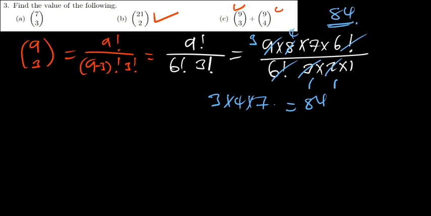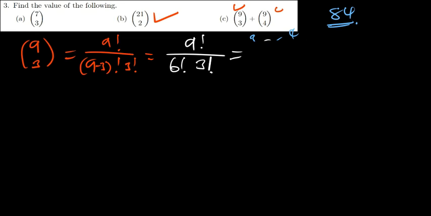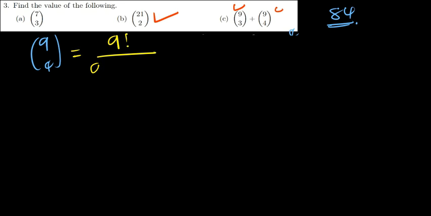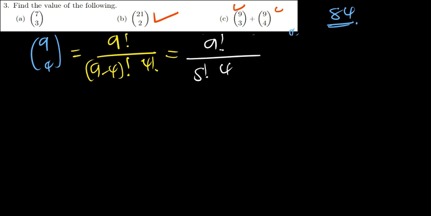I need to add the 9 choose 4. Allow me to get rid of this. I create space. Now I want to find 9 choose 4. So 9 choose 4 will be equal to 9 factorial divided by 9 minus 4 factorial, then 4 factorial. So we have 9 factorial on top. Here we have 5 factorial, then 4 factorial.